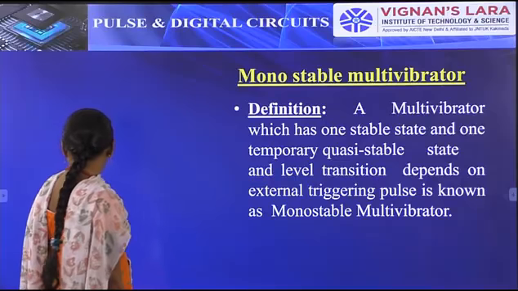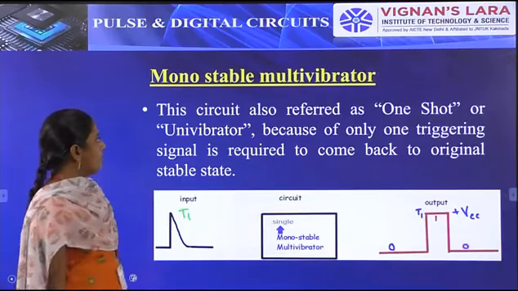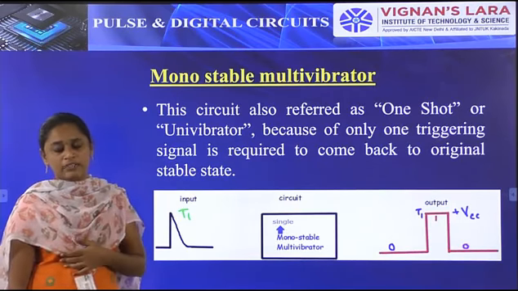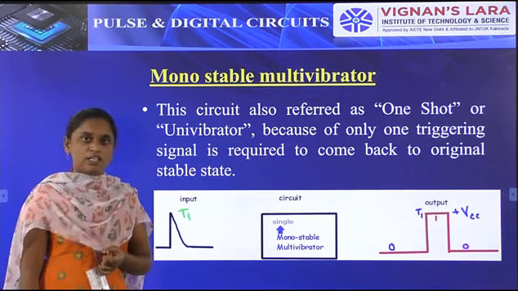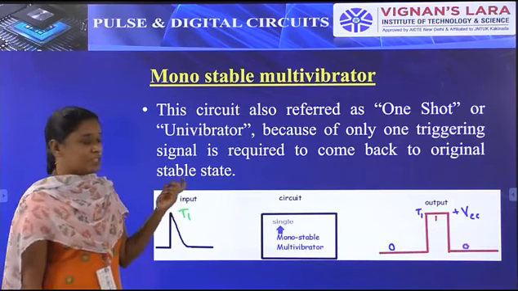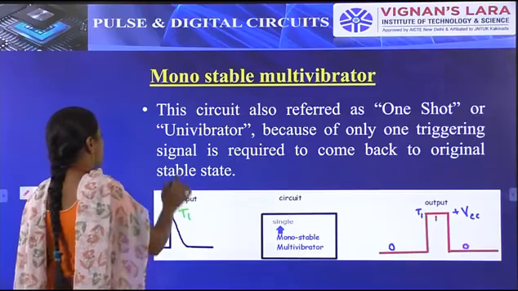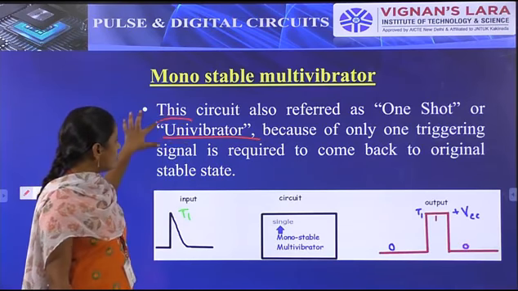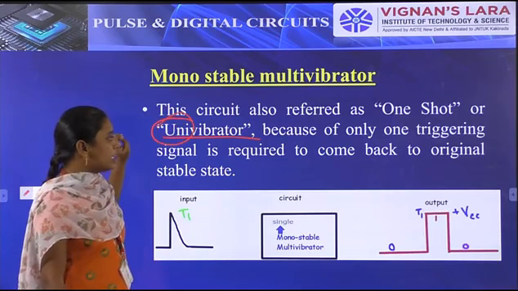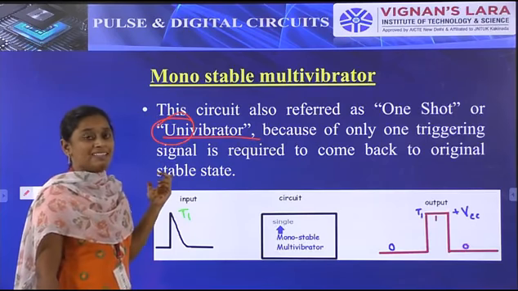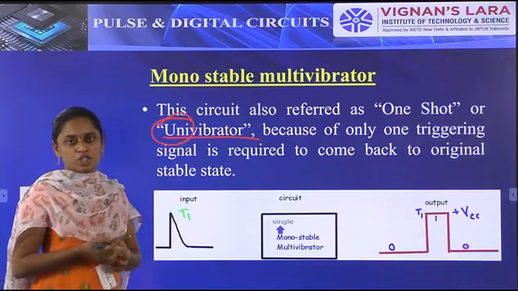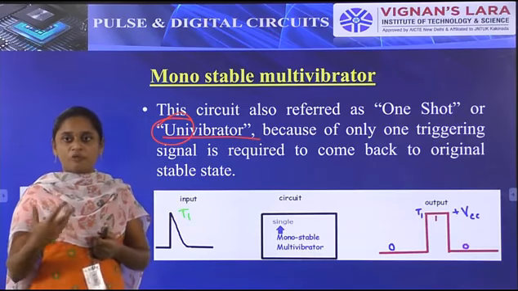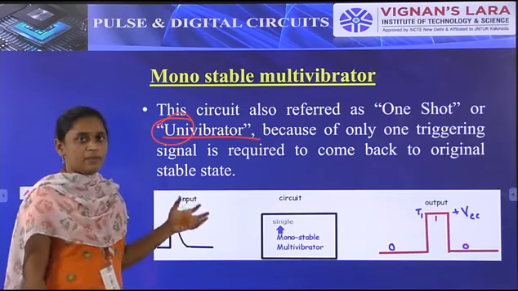So this is the definition of the monostable multivibrator. Another name for the monostable multivibrator is one shot or single shot, and it is also known as a univibrator. Why? Because it consists of a single stable state. It can be used as a pulse generator. The major application of this is in delay circuits. In delay circuits we use pulses, so for the generation of pulses we go for this type of monostable multivibrator.